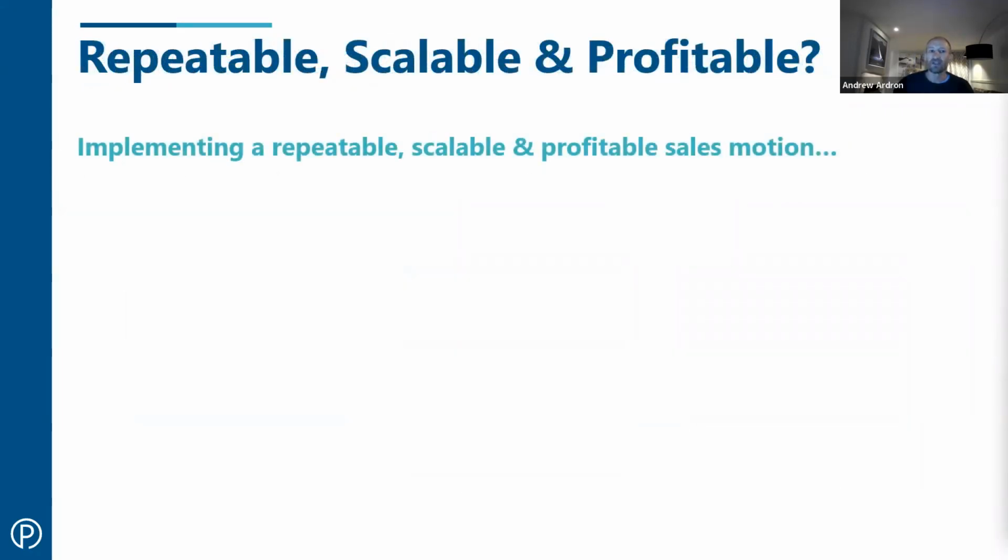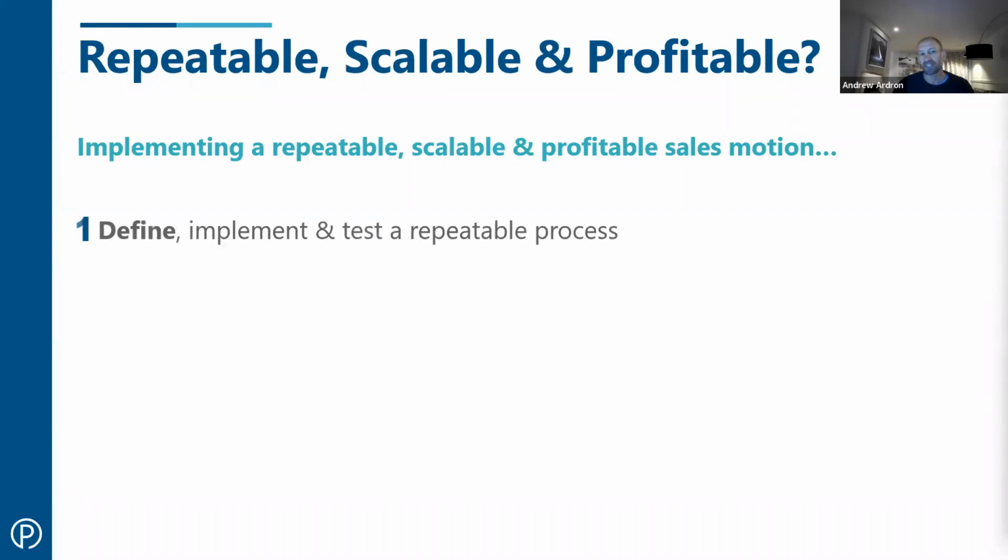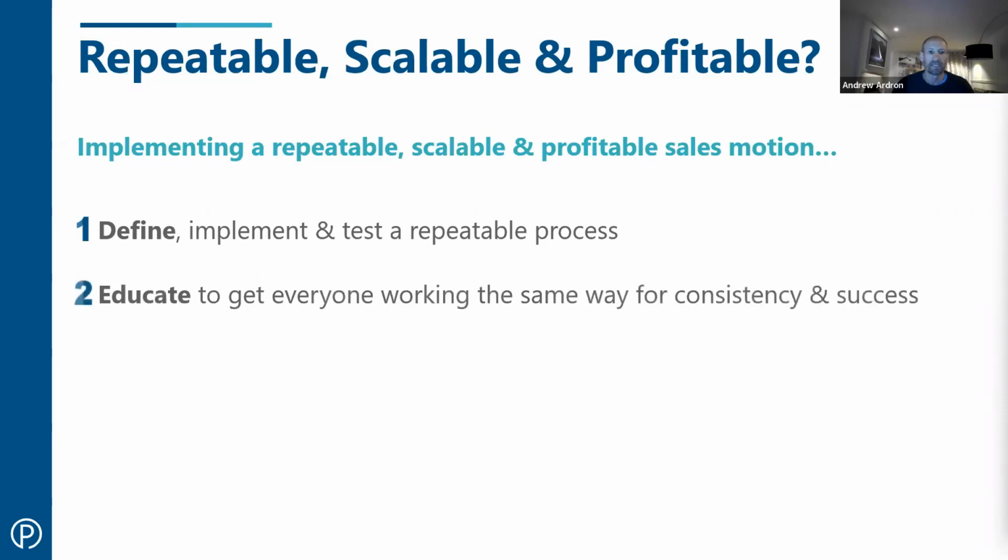And equally, the way I would recommend you going about creating a repeatable, scalable, and profitable sales motion is the same, whether we're talking about quote to order workflow or other areas of your sales process. And the steps are pretty straightforward. First thing is to define a process. Even if it's not a great one, just define one. Just write down and processize what you're currently doing so that you've got a defined process that you've implemented and tested and is a repeatable process, even if it's not a great one.